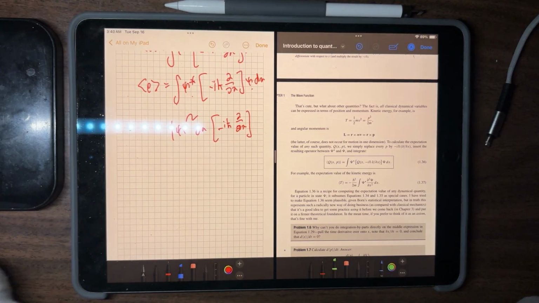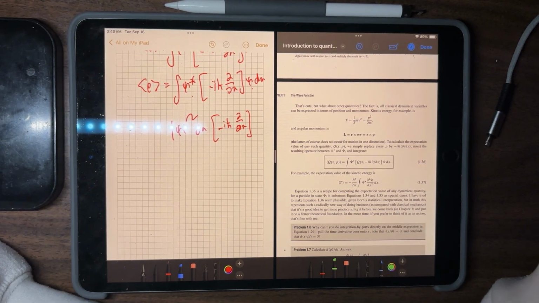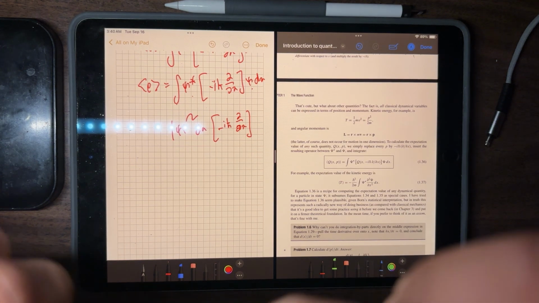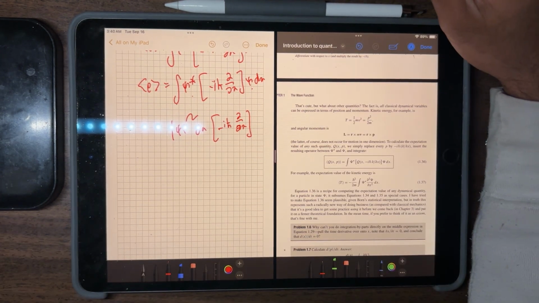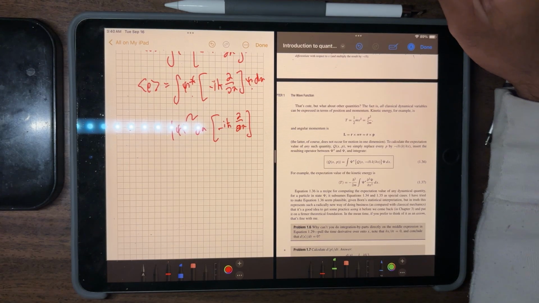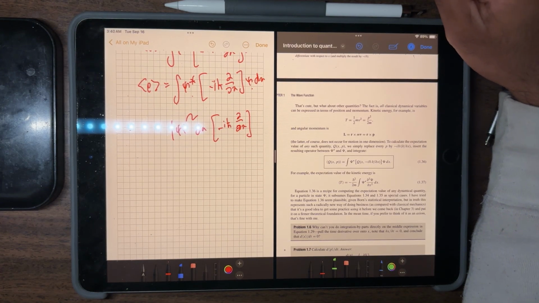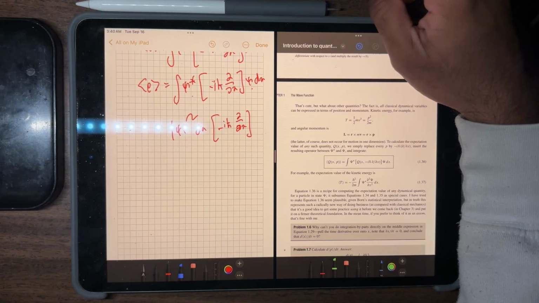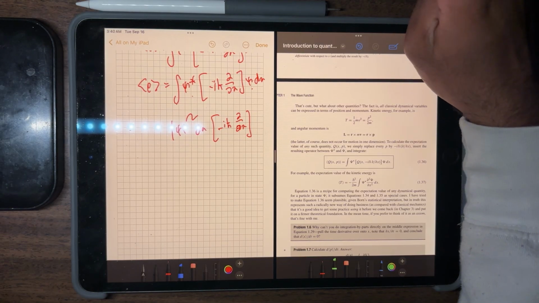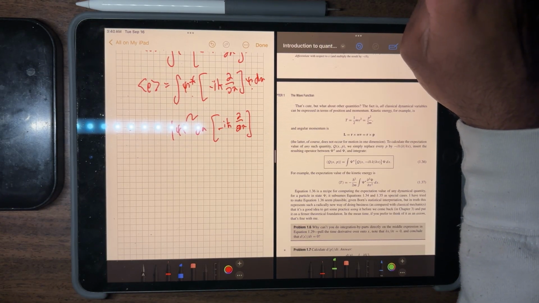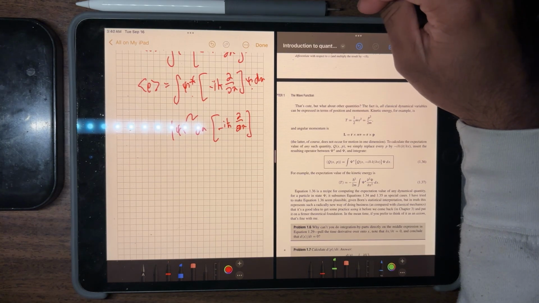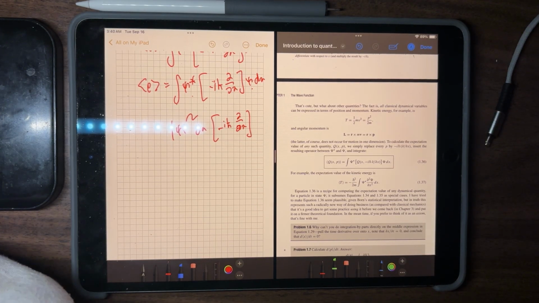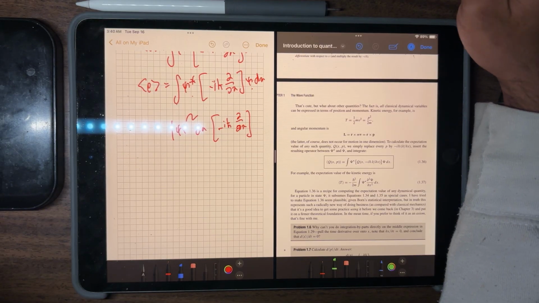Okay, but what about other quantities? The fact is, all classical dynamical variables can be expressed in terms of position and momentum. So kinetic energy can be written as half mv square, which is p square upon 2m. How? Half mv square, mv square upon 2.